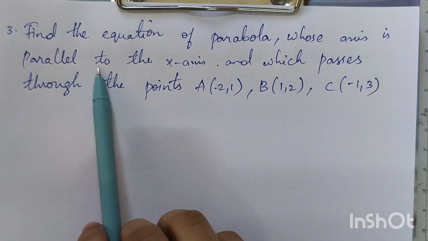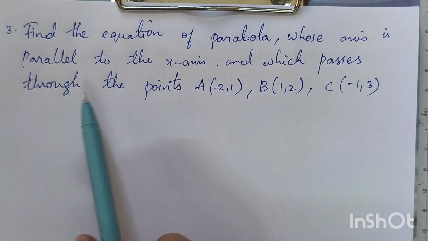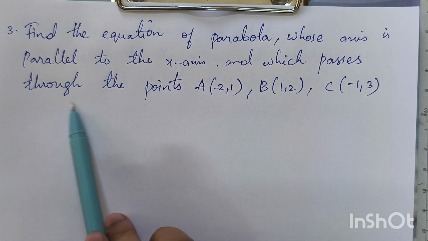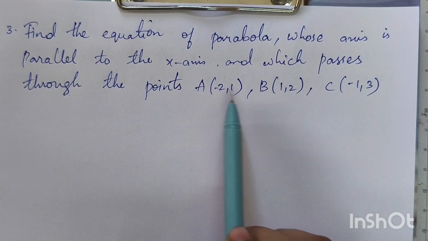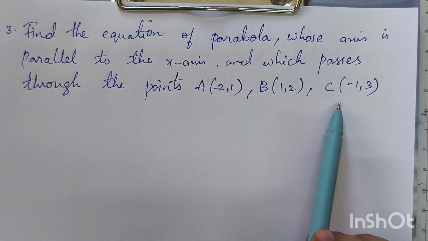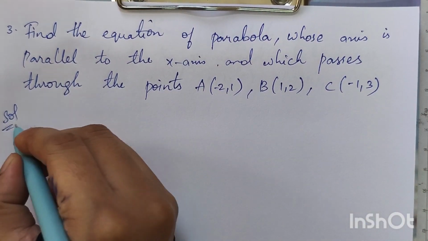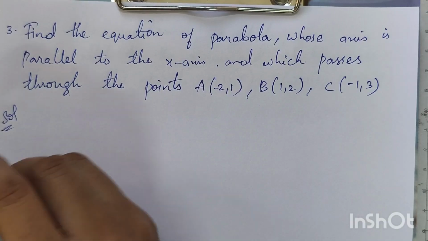Third question is find the equation of the parabola whose axis is parallel to the x-axis and which passes through the points A(-2, 1), B(1, 2) and C(-1, 3). So it is given that this parabola is parallel to the x-axis.